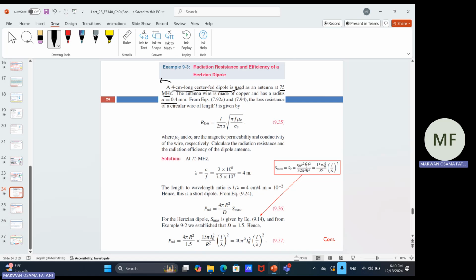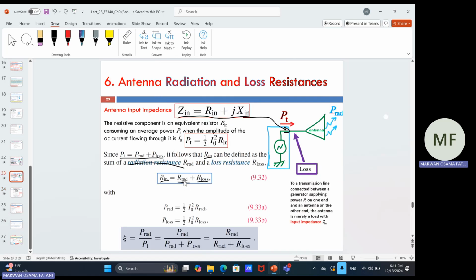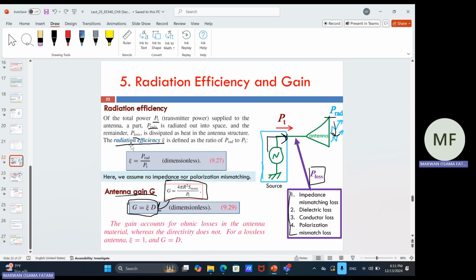We have our radius. And from equation 7.92a, the loss of a wire of length L is given by a formula for R loss, where mu c and rho c are the magnetic permeability and conductivity of the wire, respectively. Now, what is asked of us is to calculate the radiation resistance and the radiation efficiency of the dipole antenna, which we talked about right over here.